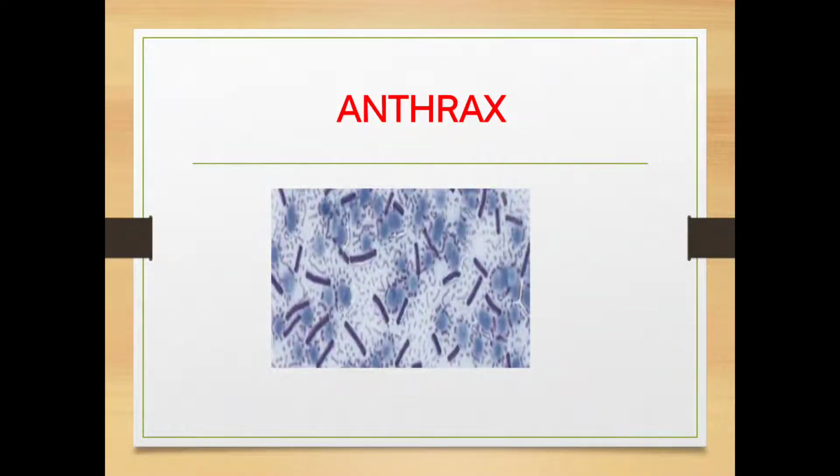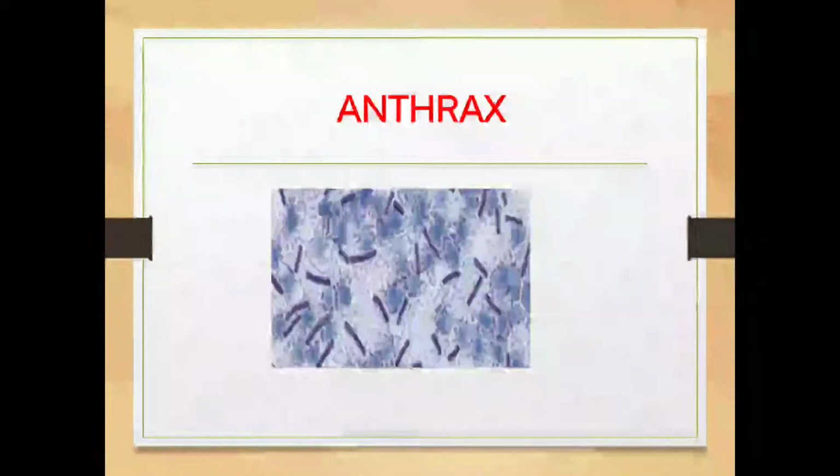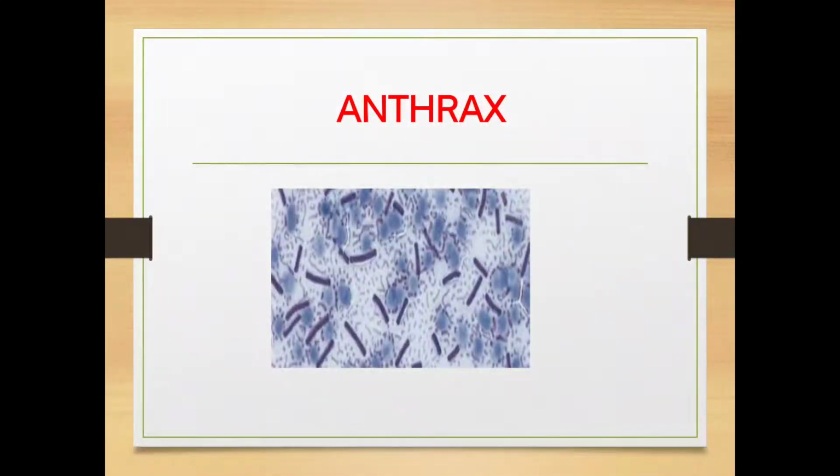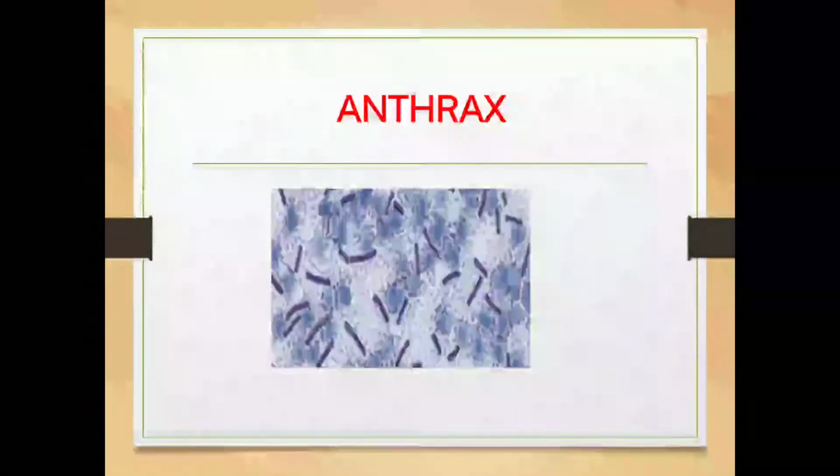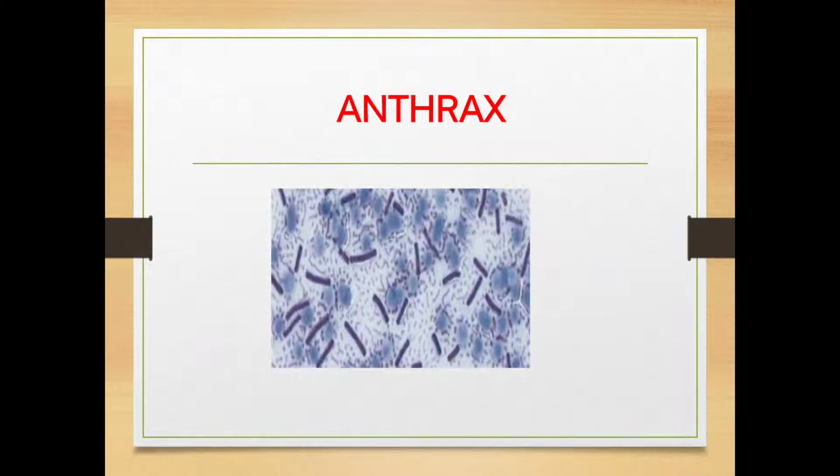Now in the pathogenesis, the bacteria enter the body. It may be through ingestion or inhalation, and after ingestion or inhalation, it will reach the regional lymph nodes where it multiplies, and through the lymphatic system, it will enter the circulation, where it will produce its toxins leading to septicemia, and those toxins will invade all tissues and organs, ultimately leading to death.